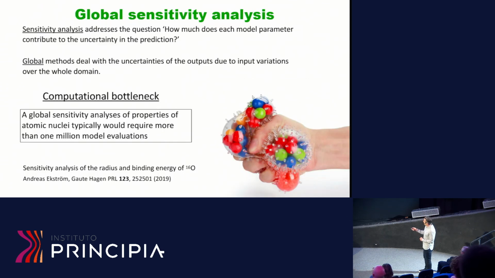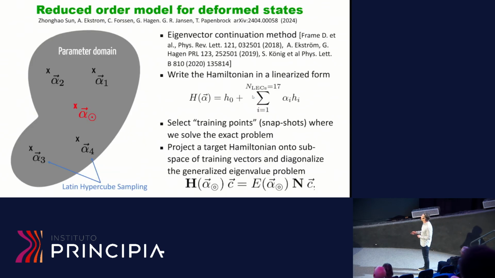This has been, up until recently, really a bottleneck, because this kind of analysis typically requires millions of model evaluations. And with Andreas, we set out to solve this using eigenvector continuation techniques, based on the work of Dillon Frame and also Sebastian König, who applied this in a nuclear lattice EFT approach and also in a no-core shell model of light nuclei. And we generalized this approach for coupled cluster theory.